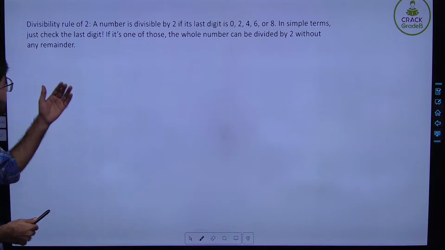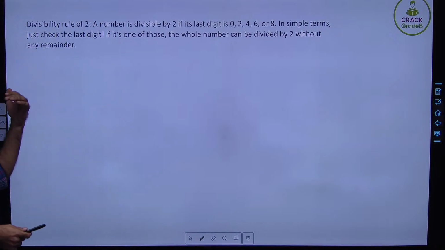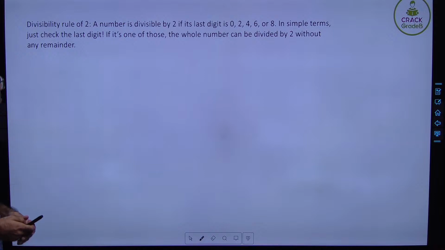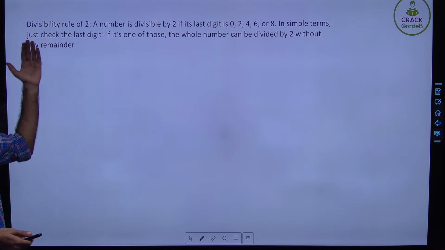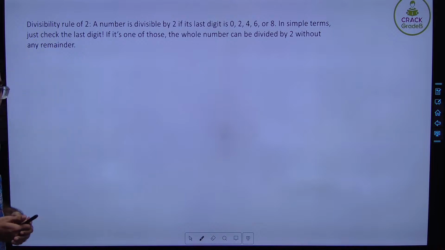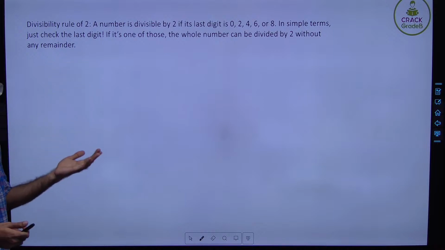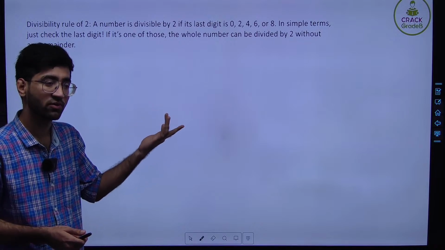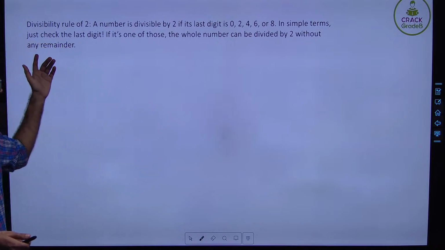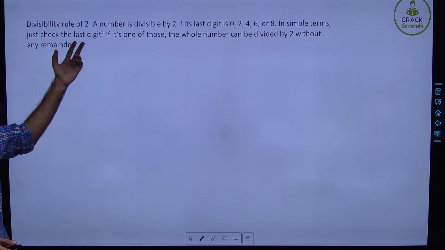Okay, I am sure that all of us have learned about the divisibility rule of 2, at least in school, right? So what is the divisibility rule of 2? Unit digit should be 0, 2, 4, 6, 8. Right. See, a number is divisible by 2 if its last digit, or you can say unit digit, is 0, 2, 4, 6 or 8. In simple terms, just check the last digit.